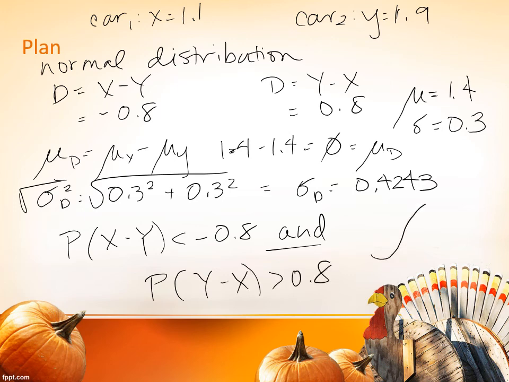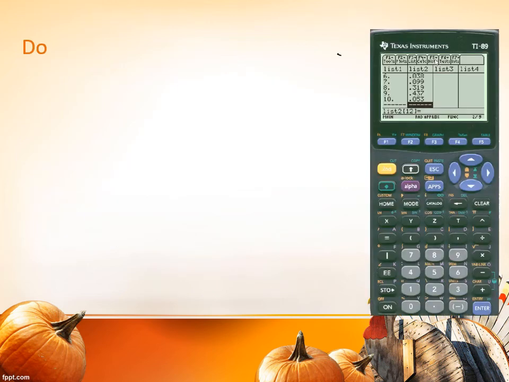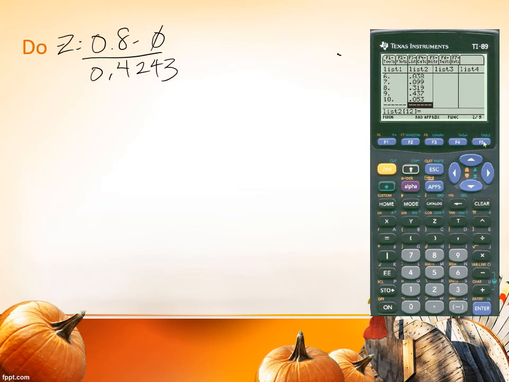So if I'm drawing a picture of that, again, like we did on the other screen, I would say that this is negative 0.8 and this is positive 0.8, and I am looking for both of these added together. Okay, so I'm going to write down the z-score. So my difference was 0.8 minus 0 divided by my standard deviation of 0.4243, and then I'm just going to use TEC.